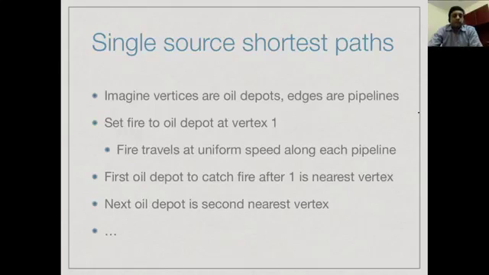closest vertex first. So the first oil depot that catches fire after the first vertex is the nearest vertex to 1. Then the second oil depot that catches fire is the second nearest vertex to 1. And assuming this fire is traveling at a uniform speed, by measuring the speed at which the fire reaches each vertex, we will actually end up computing the shortest path.